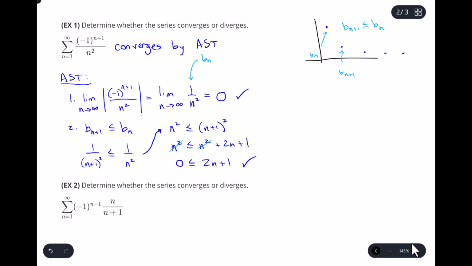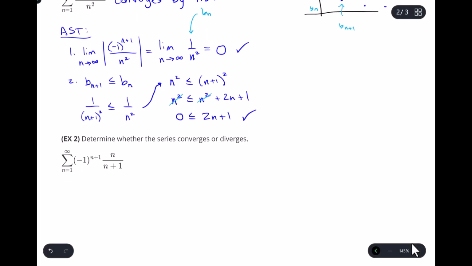Okay, and you do need to do both parts. The only time that you don't need to do both parts is if the first part you do fails, and that's going to tell you that it's going to diverge. So let's look at another example.